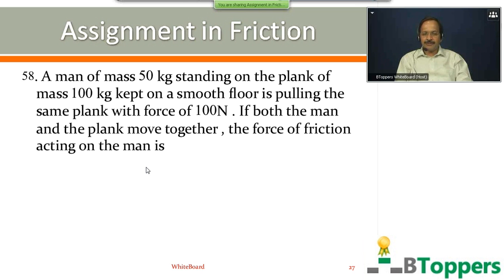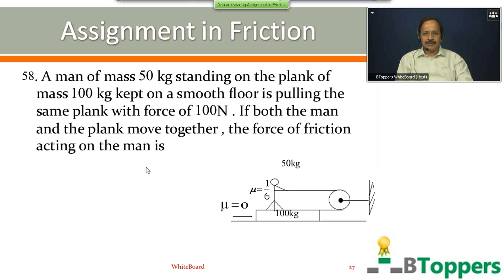Come on, look at the question number 58. A man of mass 50 kg standing on the plank of mass 100 kg kept on a smooth floor is pulling the same plank with the force of 100 Newton. Both the man and the plank move together. The force of friction acting on the man is.